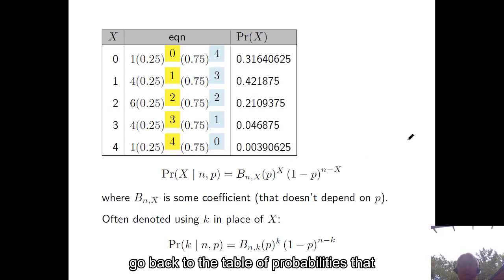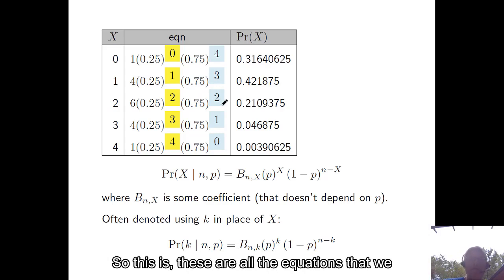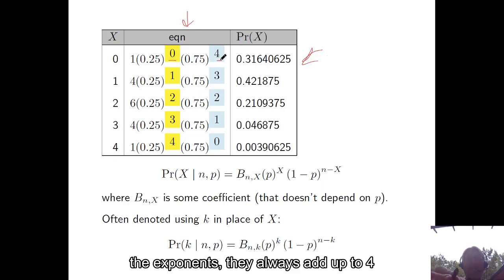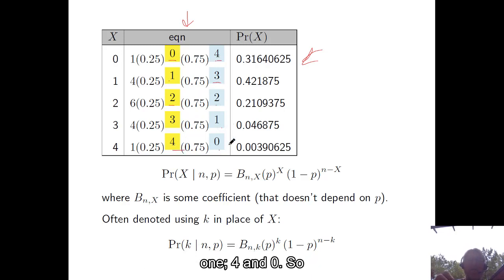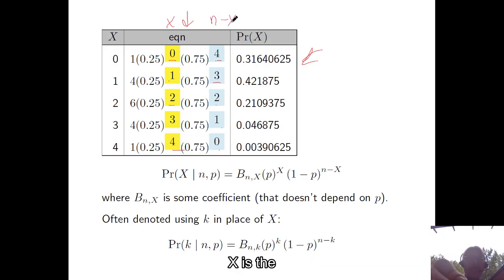Now let's go back to the table of probabilities that we used and look a little bit at how they were arrayed out there. So these are all the equations that we used for calculating these probabilities. And we can see, for one thing, the exponents. They always add up to 4 because there were 4 offspring in the trial. And so they could be 0 albino and 4 non-albino, or 1 versus 3, or 2 and 2, or 3 and 1, or 4 and 0. So we can see that we get the full sample space here in terms of our x value. And over here, we have our sample size minus x as the exponent for the other probability. So that's a pattern that we can pick up on.